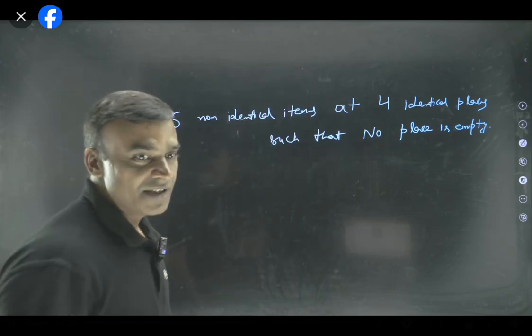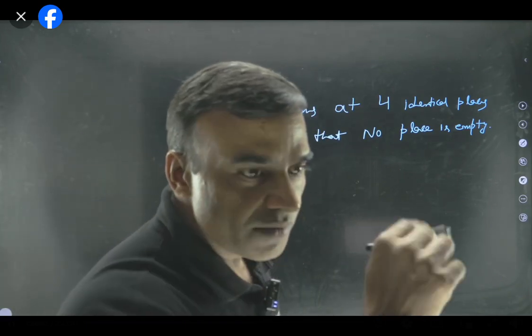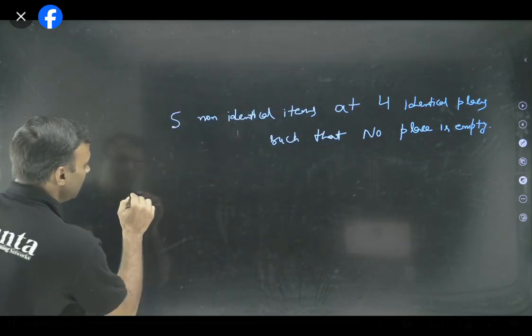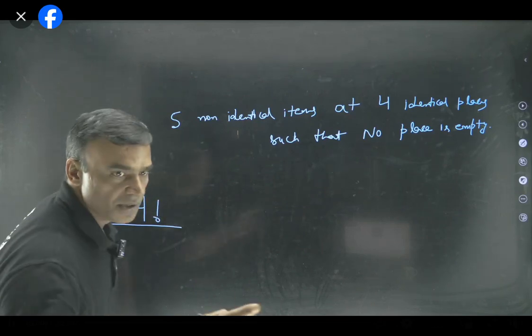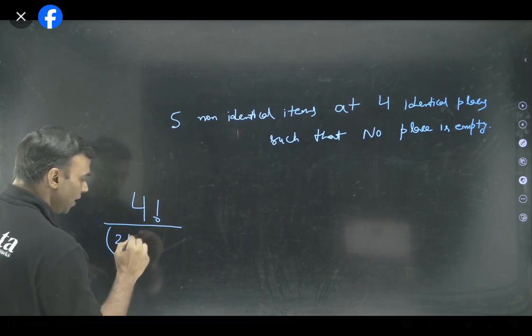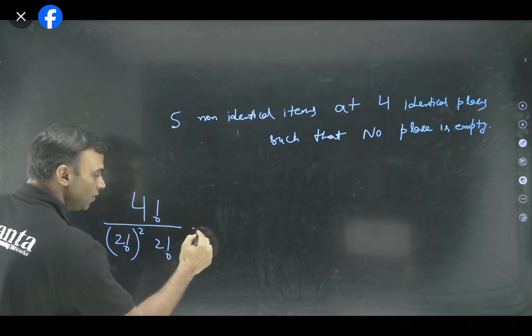Read the question. Whatever factorials we got, we just calculated the value. For example, I'll calculate one of them from the previous question. For the previous question, one of the situations was 4 factorial divided by 2 factorial squared into 2 factorial. You will have to do the calculation, right?